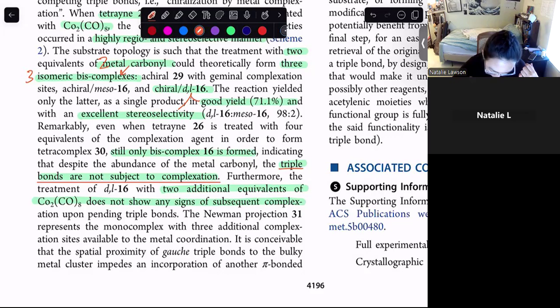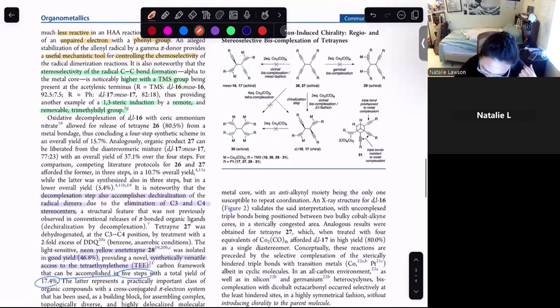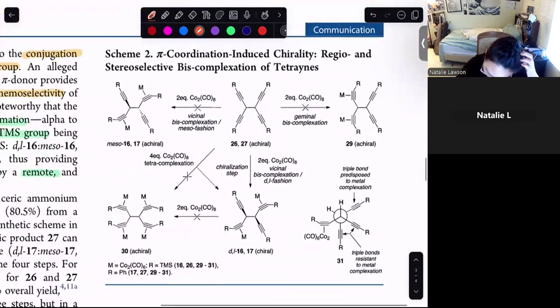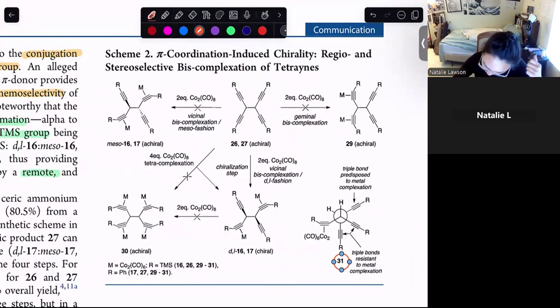Projection 31 represents the non-complex data. Projection 31. Okay. Predisposed to metal complexation. Resistant. These guys are resistant, while this one is predisposed. Interesting. Why?